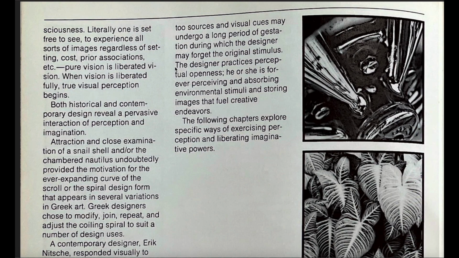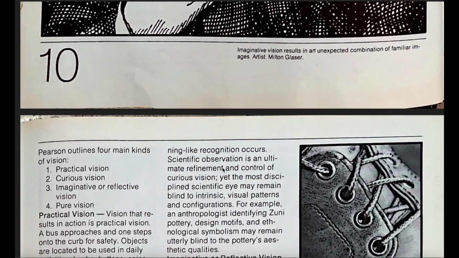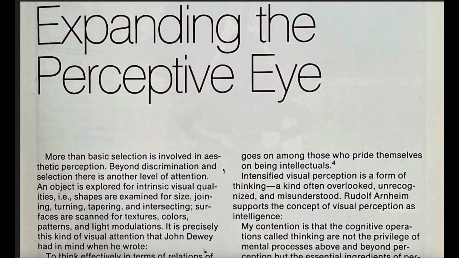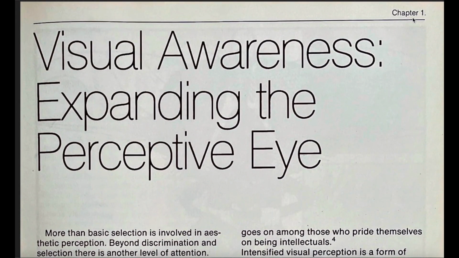So we're forever perceiving, we're forever open to this perception, and we're absorbing that environmental stimuli, and we're storing those images so that then we can set it to a new rhythm, and that new rhythm can then fuel creative endeavors. So that's this chapter for today. Again, it is Visual Awareness, Chapter 1, Expanding the Perceptive Eye.